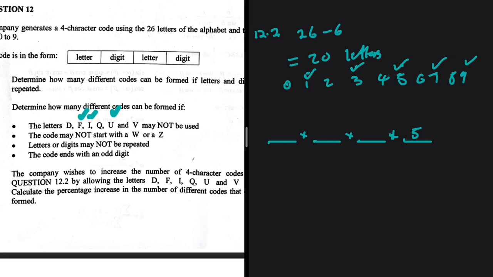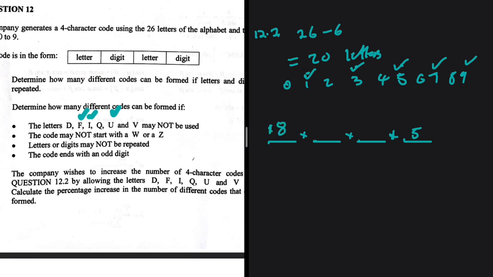And then let's come to the first spot, which we also have a condition. The code may not start with a W or a Z. So how many letters can possibly occupy the first spot? We have only 18 letters that can possibly occupy the first spot because we have removed 6, right? Because we cannot use them anymore. But of those 20 that are remaining, we have 2 that are not supposed to occupy the first spot. So we have 18 there.